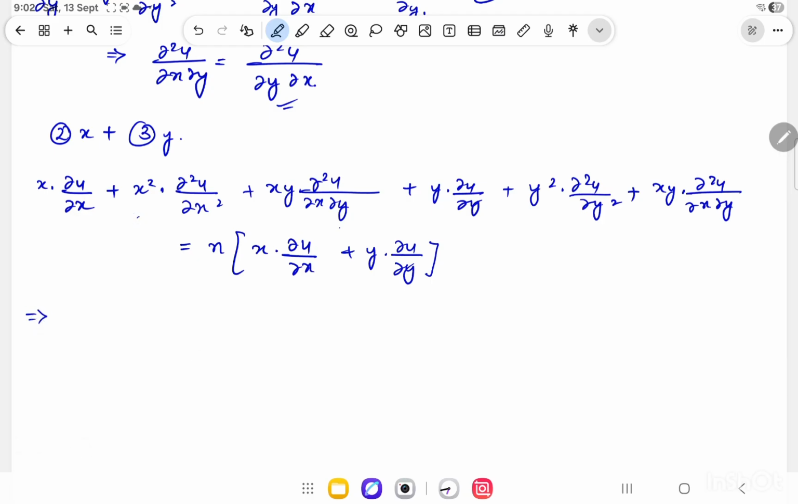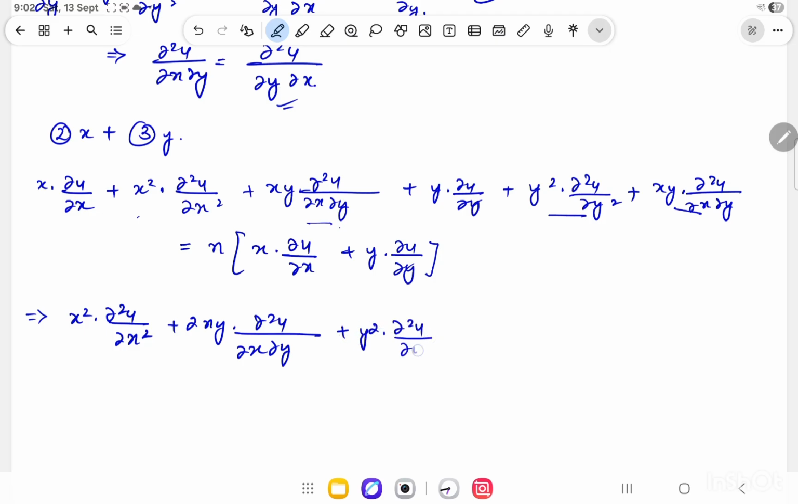I can write it as x square into del square u by del x square plus 2xy into del square u by del x del y plus y square into del square u by del y square plus x into del u by del x plus y into del u by del y is equal to n times x into del u by del x plus y into del u by del y.